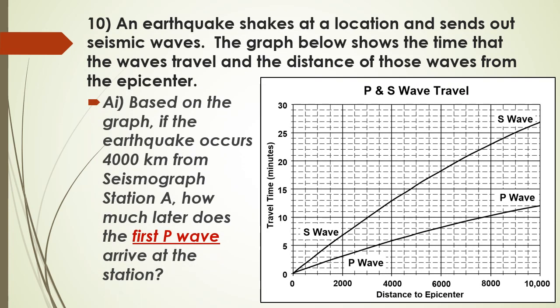Number 10 says an earthquake shakes a location and sends out seismic waves. The graph below shows the time that the waves travel and the distance for those waves from the epicenter. Part A1 says, based on the graph, if the earthquake occurs at 4,000 kilometers from seismograph station A, how much later does the first P wave arrive at the station? So we go to 4,000 kilometers, and then we go up to the graph where the P wave hits, and we see that that's going to be at 6 minutes.